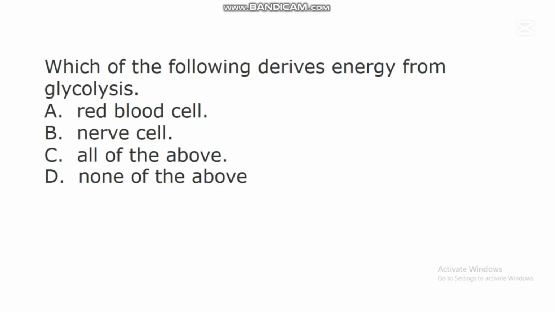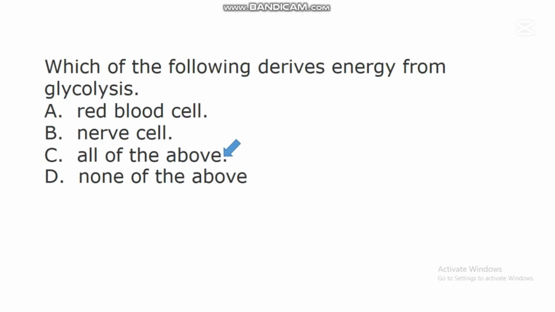The next question says, which of the following derives energy from glycolysis? A. Red blood cell. B. Nerve cell. C. All of the above. D. None of the above. In this question, the correct answer is C. All of the above.